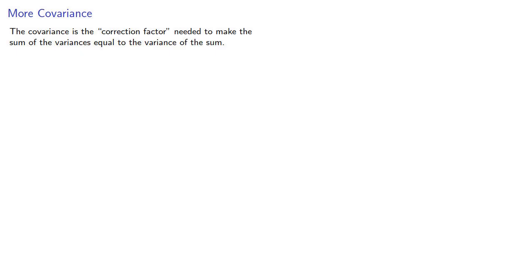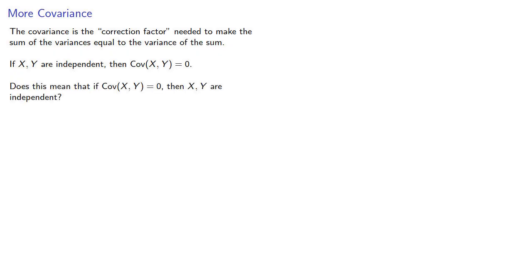The covariance is the correction factor needed to make the sum of the variances equal to the variance of the sum. If x and y are independent random variables, then the covariance is going to be 0. So that raises the question, does this mean that if the covariance is 0, then the variables are independent? Well, let's find out.